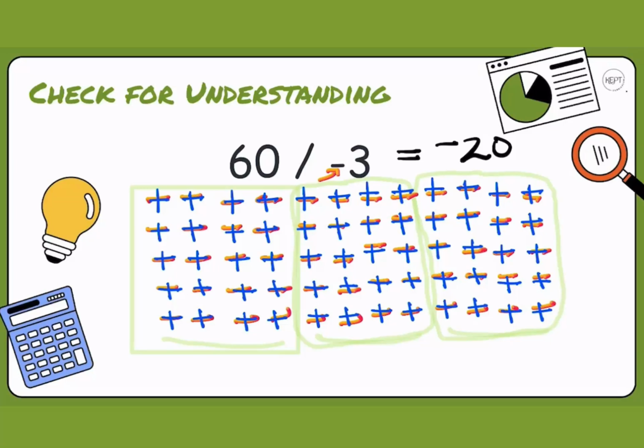Now, can we go back and verify that? Of course we can, because we remember our rule that we were talking about: when we have a positive number divided by a negative number, that is going to give us a negative number as an answer. Anytime that they are different, they give a negative answer.